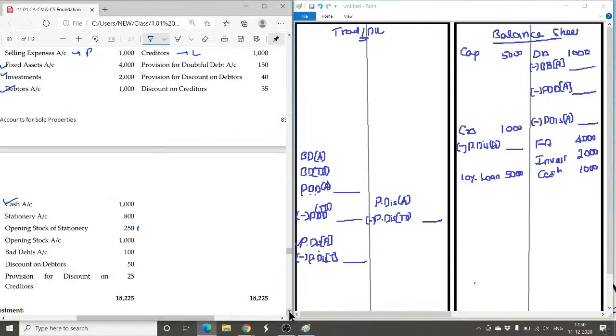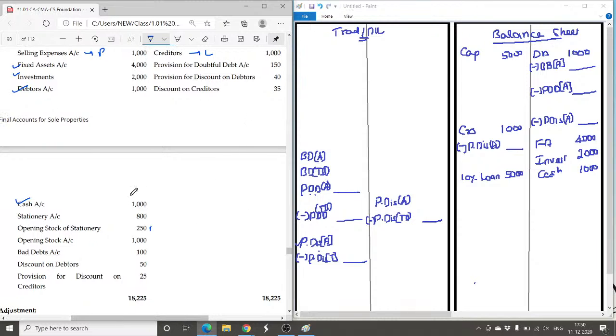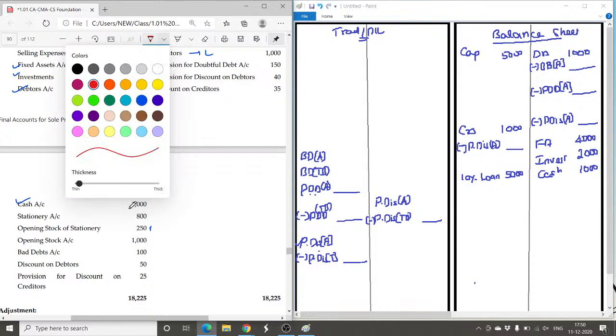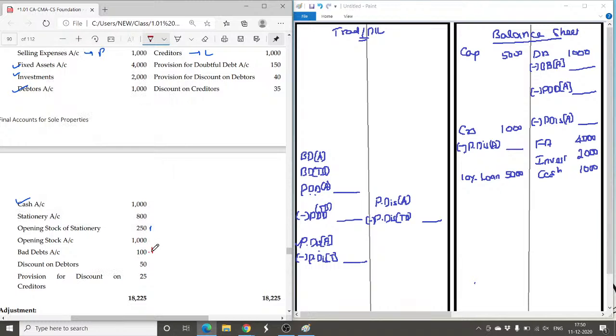These are the items we are supposed to discuss now. Right. Before we pass the journal entry for the rest of the things, first of all, these items are the opening stock and all these things. Now, we are going to adjust the bad debt related items. So bad debt related, I mark in red. Bad debt related, discount on debtors, okay, and provision for discount on creditors. So these are the things that will be recorded now.